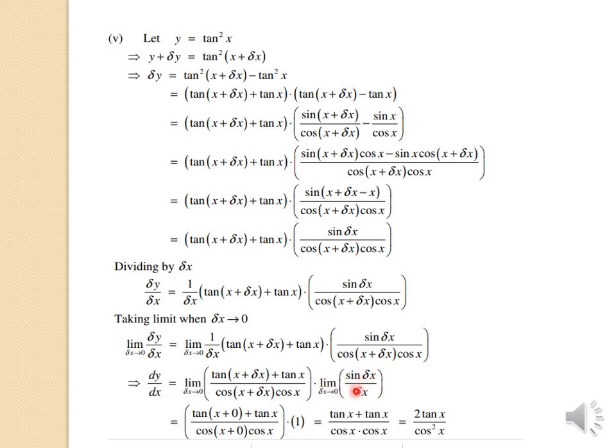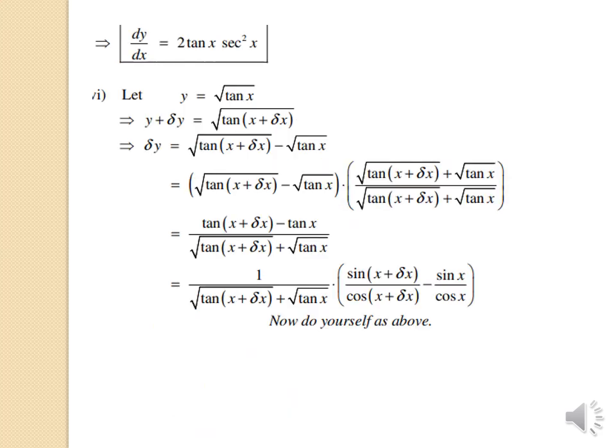So student, now here we apply the limit delta x equals 0, sin x upon x equals 1. So here we have sin delta x upon delta x, so it is also equal to 1. So here we write 1, and if we put delta x equals 0 in here, then tan x plus 0 plus tan x, and in the denominator cos x plus delta x, so we put 0 in place of delta x. After simplification we get tan x plus tan x divided by cos x into cos x. Then tan x plus tan x means 2 tan x and cos square x. Now student, further we simplify 2 tan x and 1 upon cos square x equals secant square x. So here we write 2 tan x into secant square x.